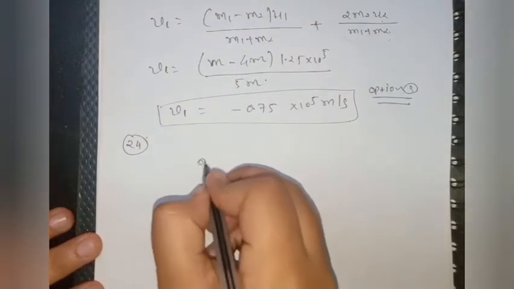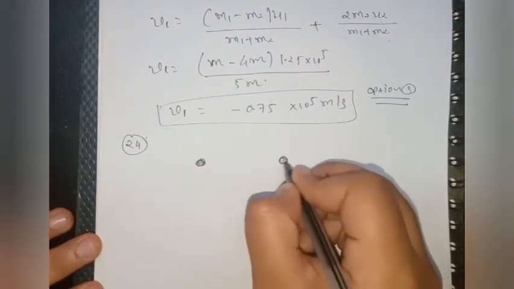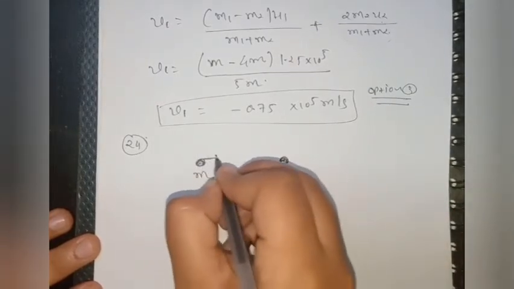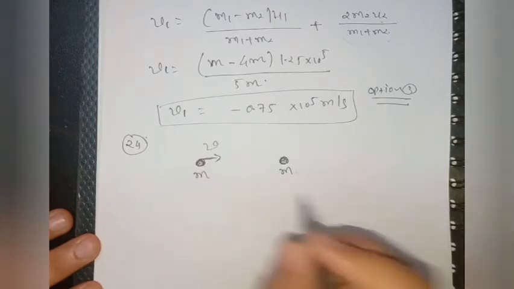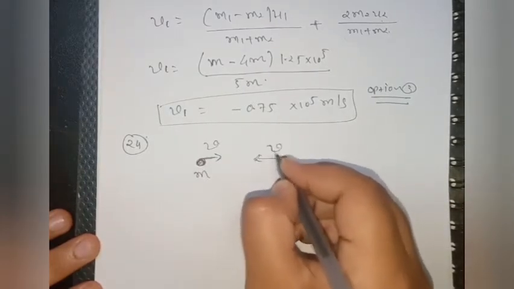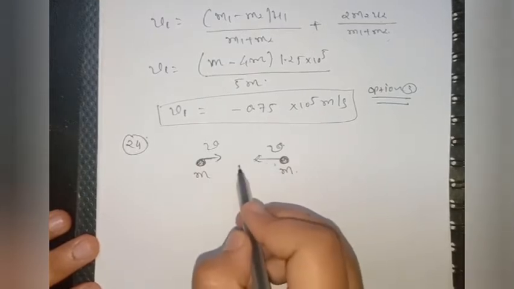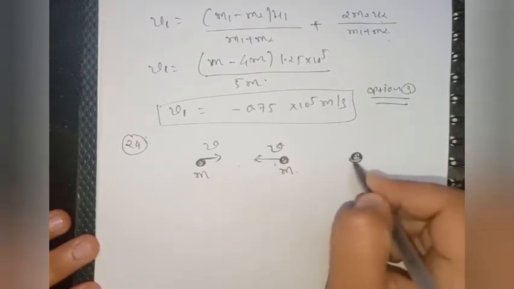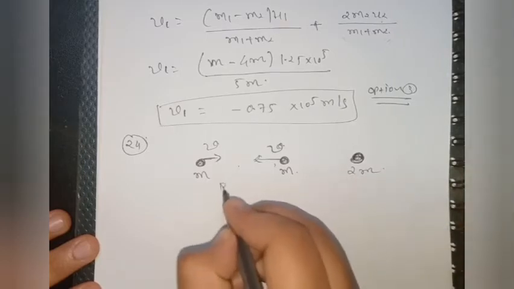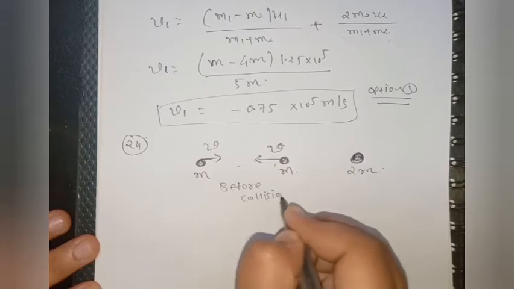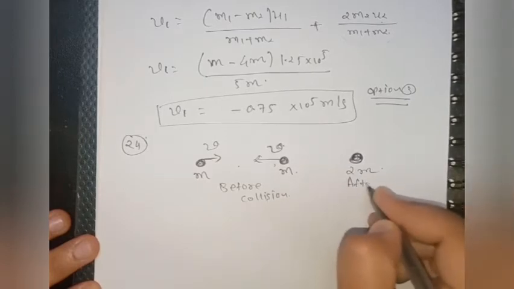In question number 24, there are two identical bodies having mass m. One is moving in this direction with speed v and the second is moving in the opposite direction with the same speed. They collide and combine. So after collision, the total mass will be 2m. This is the situation before collision and this is the situation after collision.